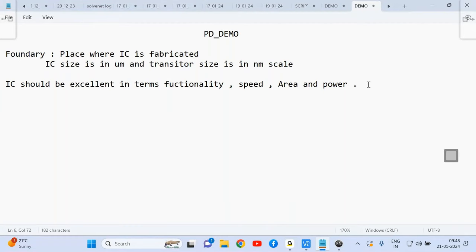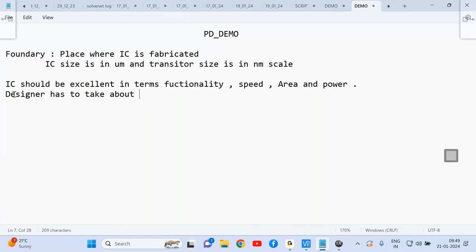So the IC should be excellent in terms of functionality, speed, area, and power. Then only we can hit the market, right? Then only the IC can hit the market. An IC meeting the speed, functionality, area, power is not the role of the fabrication unit. It's the role of the designing unit. The designer has to take care of these parameters.